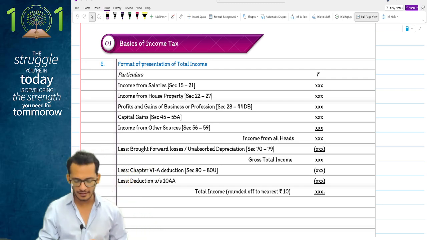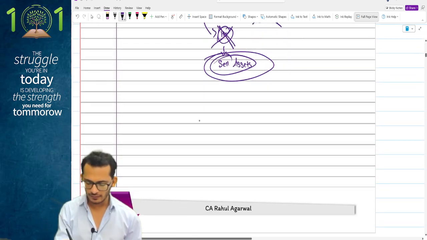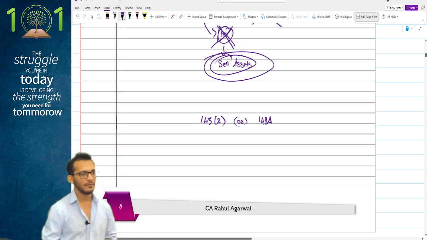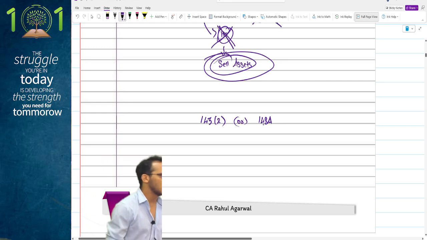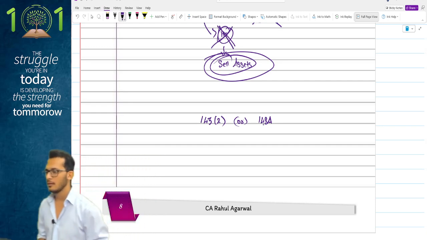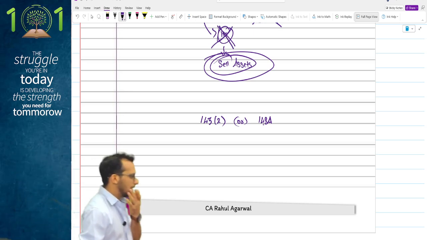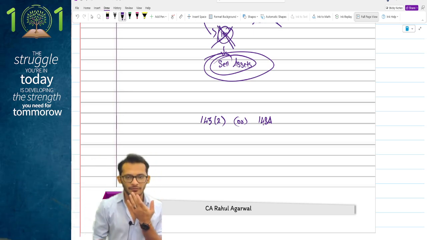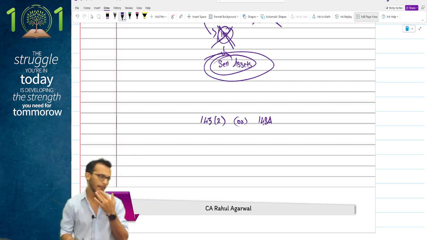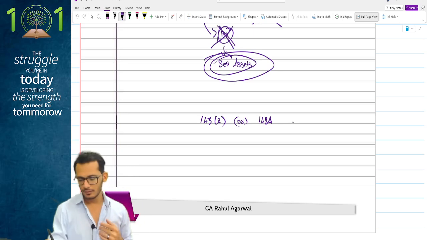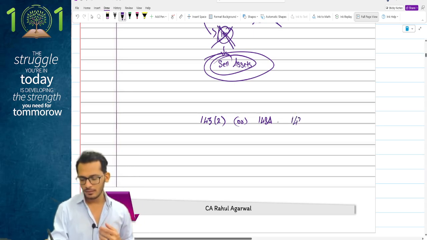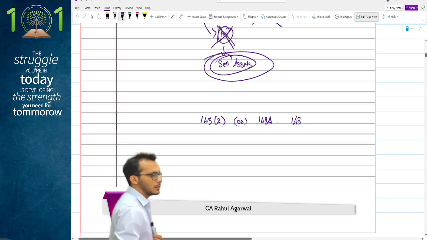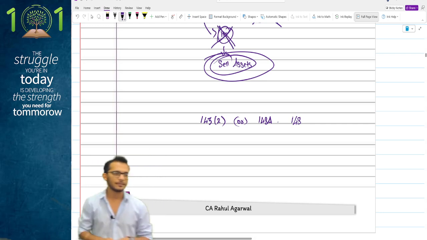For those who have never seen it practically, this is how the section looks like. It is called 143 subsection 2 or 148 capital A. Full stop, continue. Assessee subsequently receives notice under 148 for reassessment.